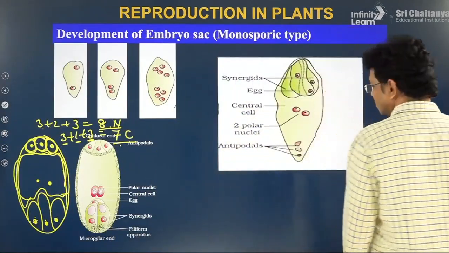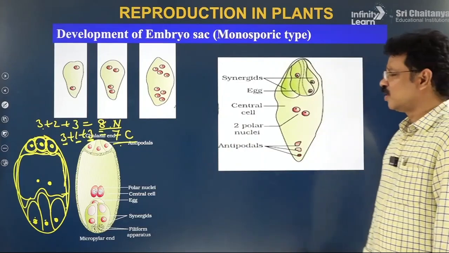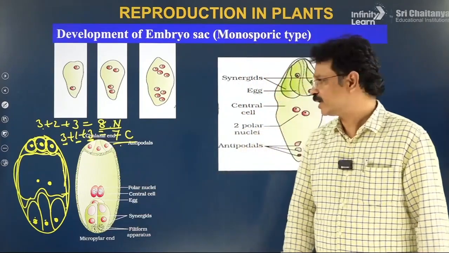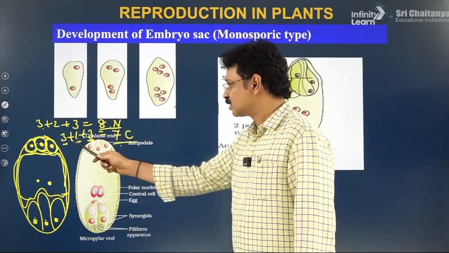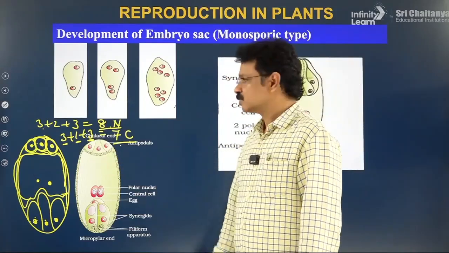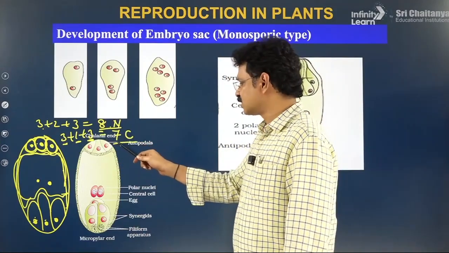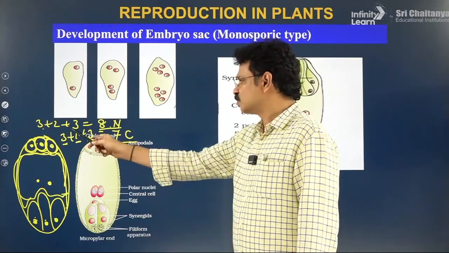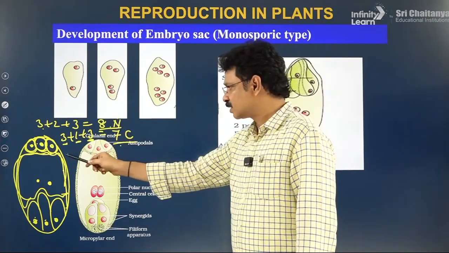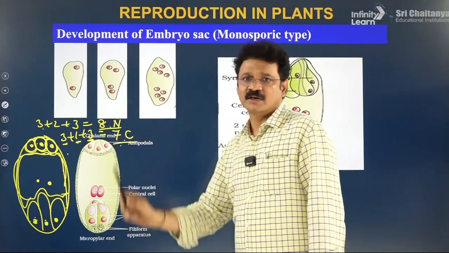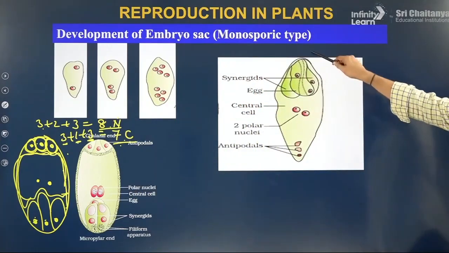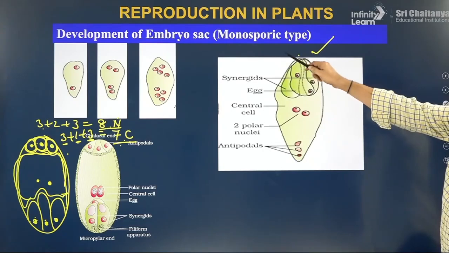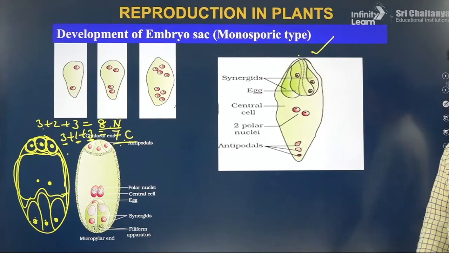7-celled, 8-nucleated embryo sac. What is the arrangement of these 8 nuclei? 3 plus 2 plus 3. What is the arrangement of cells? 3 plus 1 plus 3. So the arrangement of nuclei and the cells is the difference in embryo sac structure. 3 plus 2 plus 3 is the nuclear arrangement. 3 plus 1 plus 3 is the cellular arrangement. It is the mature, typical embryo sac or female gametophyte in the majority of flowering plants.